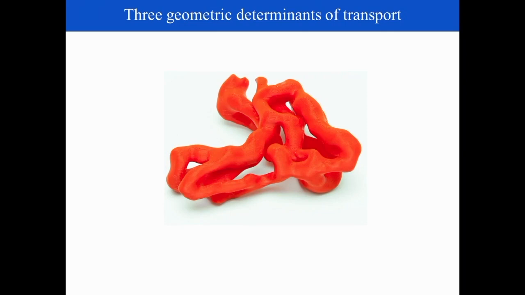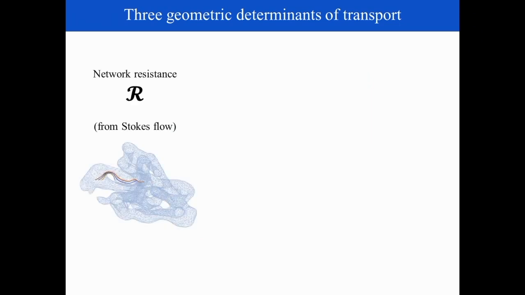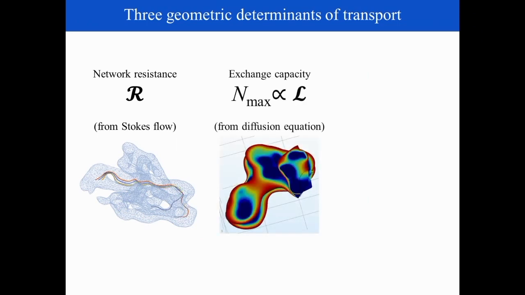So the way I propose to solve this is to boil down this complexity into three parameters, which are called geometric determinants of transport. These three parameters can be obtained with standard computational tools. First one is the resistance. You solve Stokes flow over this capillary domain, and that gives you the network resistance. The second one is the exchange capacity. You get that by solving diffusion over the villus tissue that surrounds this capillary network. It's called Nmax, the exchange capacity, and it's proportional to a length, curly L, that I'll refer to later.